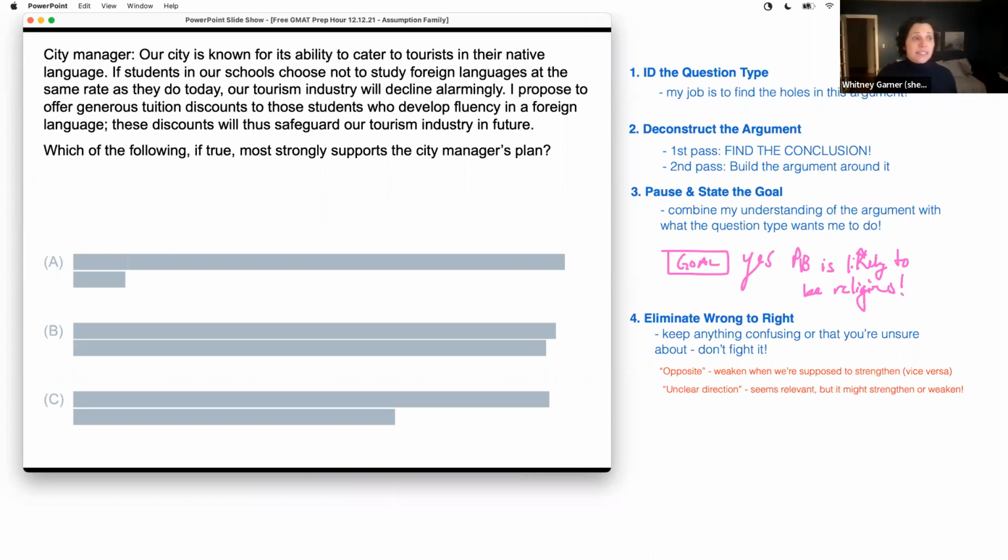And then our job is to deconstruct. So if this is a strengthen, which the following most strongly supports this plan, I now want to find holes in the argument. And step one, I'm going to go find the conclusion. So we'll take about 45 seconds or so to read the argument. First pass through is just to find the conclusion. Our second pass is to build the argument around it. So again, I'll put about a minute on the clock for us to deconstruct.